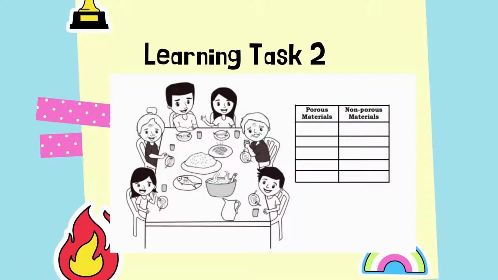Study the picture of a family having their dinner. Identify at least 3 porous and 5 non-porous materials. Write your answers in the chart given below. You have 30 seconds to answer this activity. Your time starts now.